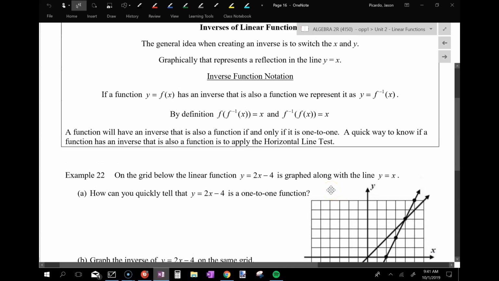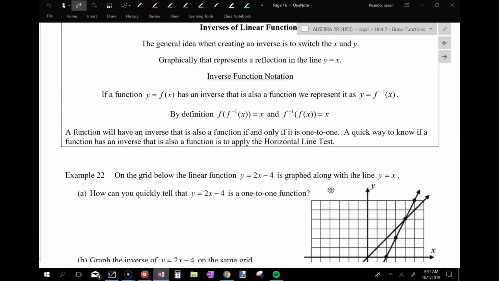Guys, this concept of inverse, people hate. They see it as being hard. They see it as being difficult. They see all this weird notation. And guess what? It's actually very easy. But you really just got to pay attention to a couple of key factors.